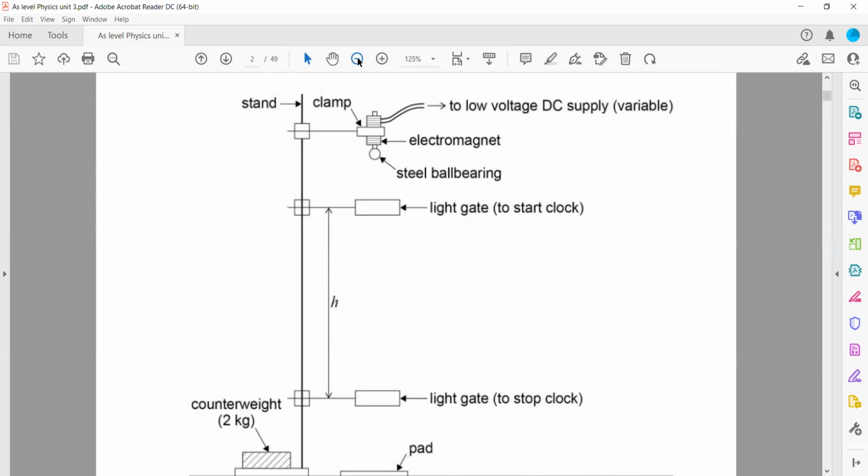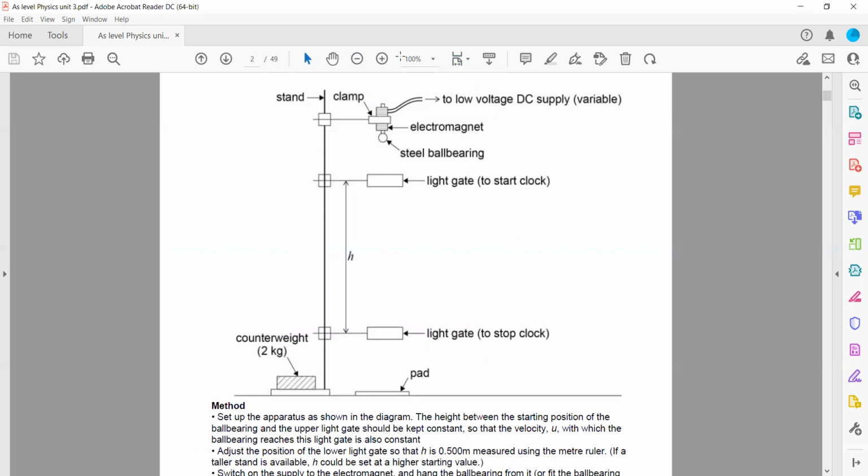So this is the experimental setup. As you can see how it works, we can either use two light gates, or we can also use the tap switch. When the electromagnet is demagnetized, the steel ball bearing is released and starts to fall. When it crosses the first light gate, it will record the time. That time is t1. When it moves to the second light gate, that will be t2.